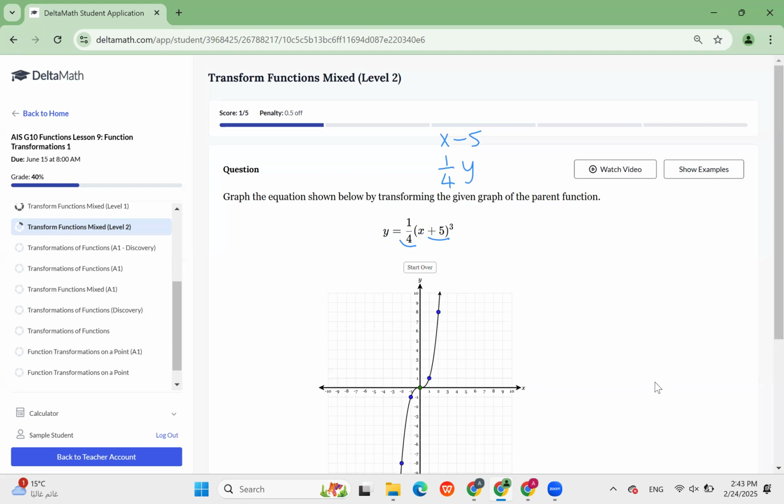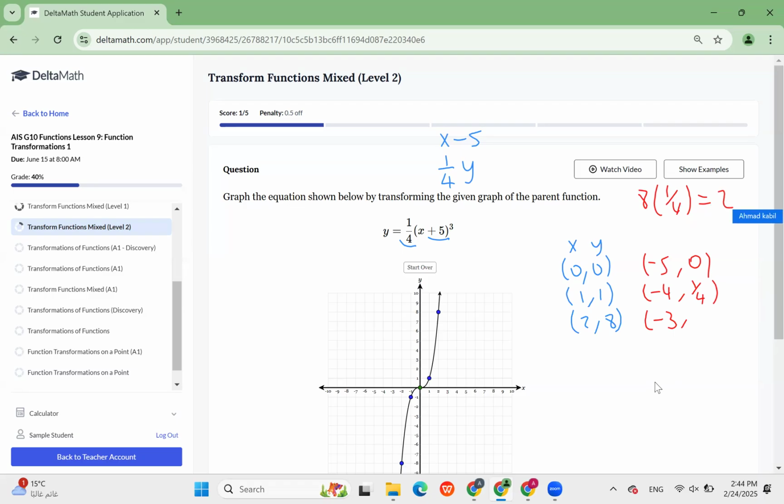So let's take a couple of points. We have 0, 0, 1, 1, and 2, 8. This is x and this is y. For the x's, we're going to do minus 5, so this is minus 5, minus 4, minus 3. For the y's, we're going to multiply by a quarter. 0 times a quarter is 0. 1 times a quarter is a quarter. 8 times a quarter gives us 2.